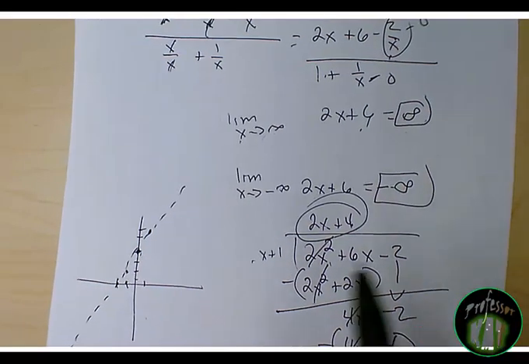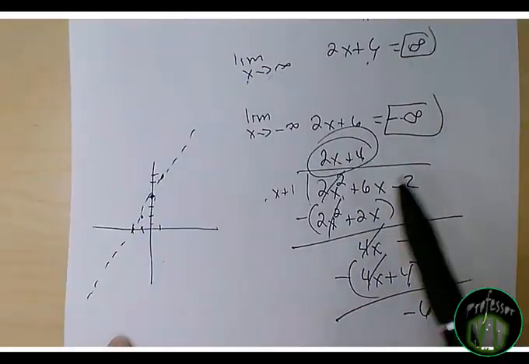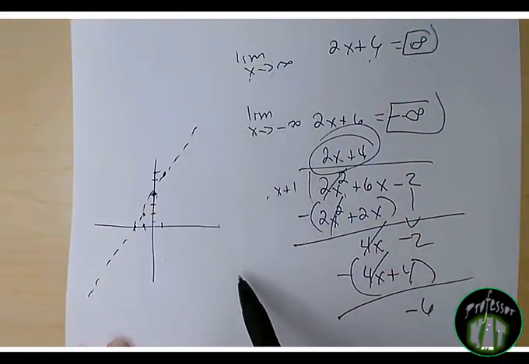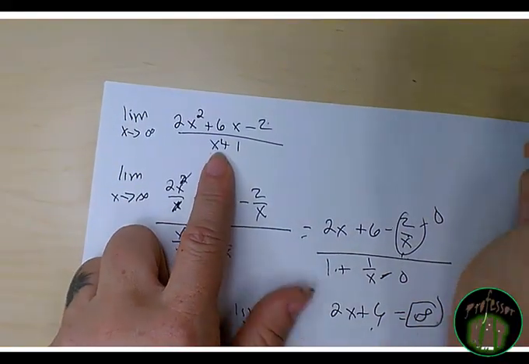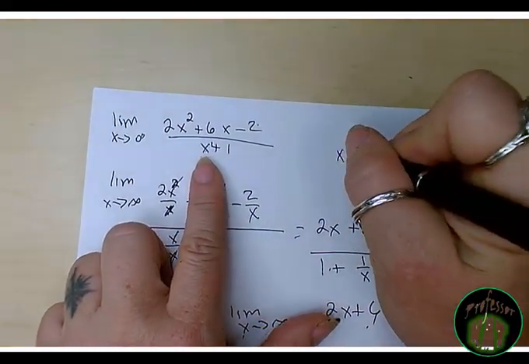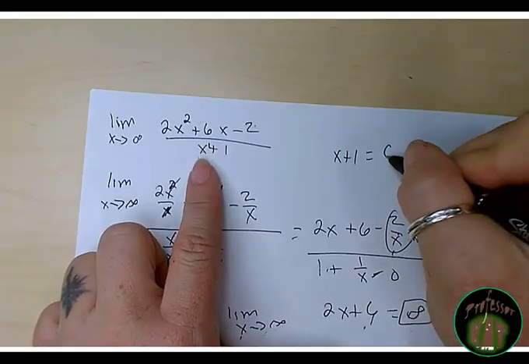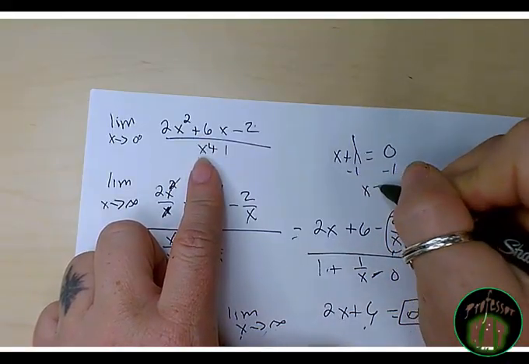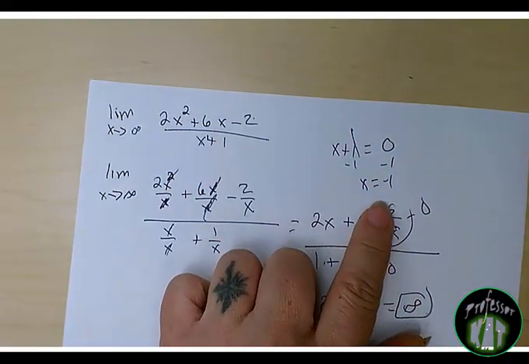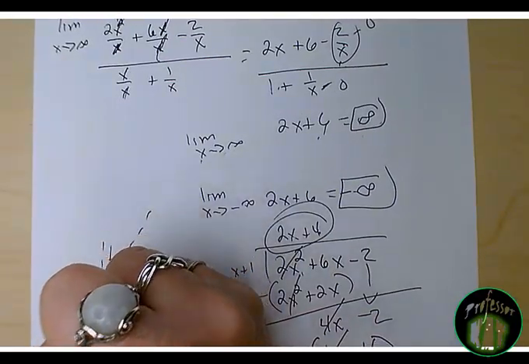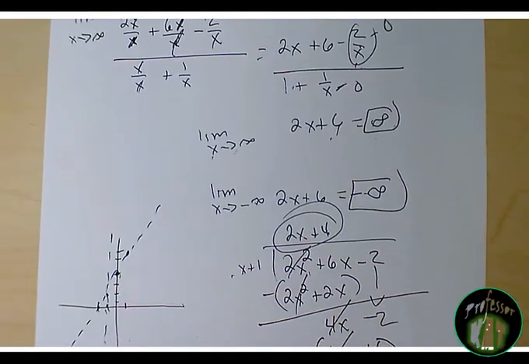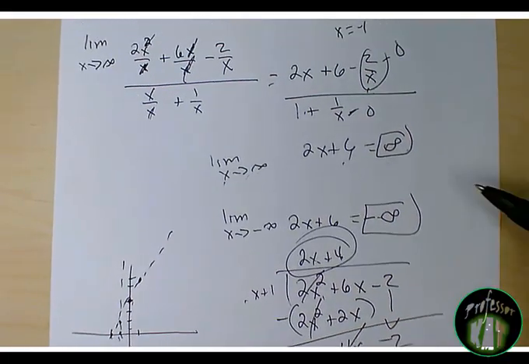And just to add a bit more information to our graph, if you are allowed to use a graphing calculator or a website to plug this in real quick, I would do so. Based off of our denominator, x plus 1, if you set your denominator equal to 0 and solve, it will tell you your vertical asymptotes. So we have a vertical asymptote at negative 1.